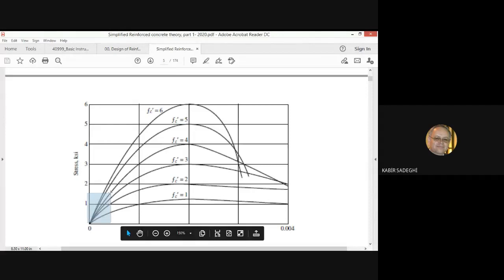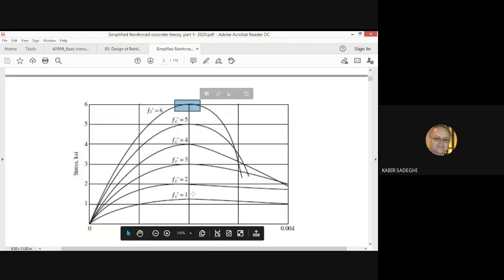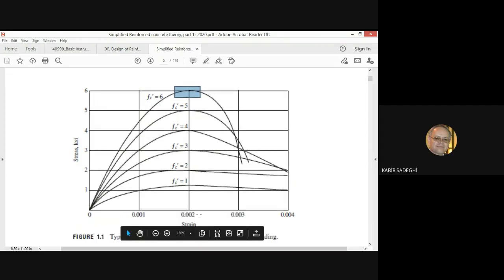At the beginning of the curve, you see that it's like a line. After that, it goes like a quadratic equation, and it has a peak. The peak is at a strain of 2 per 1,000, or 0.2%. This is the strain of the peak.